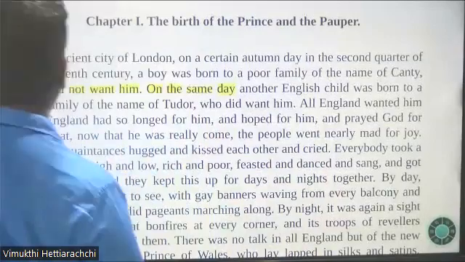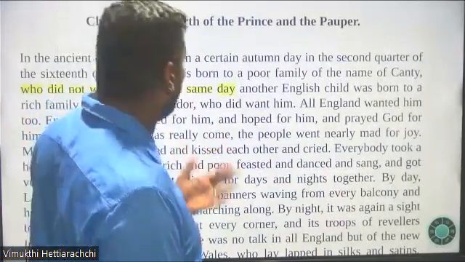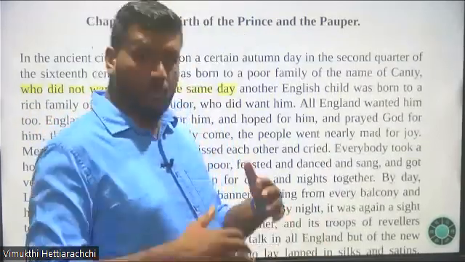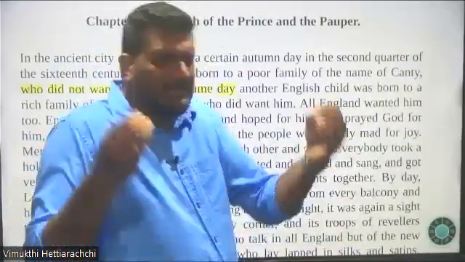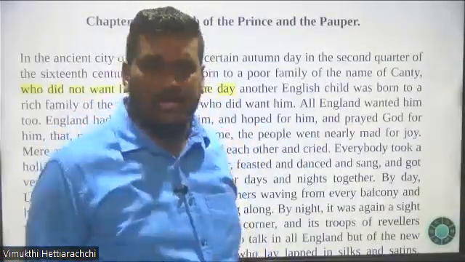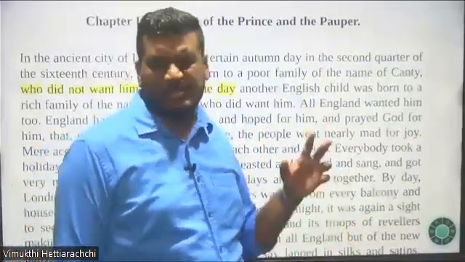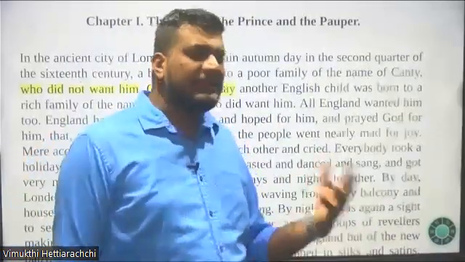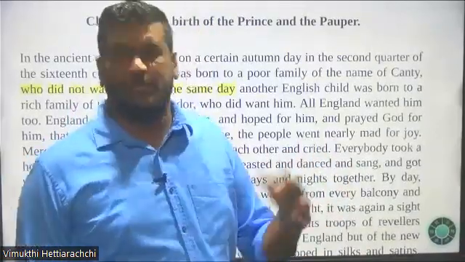Another English child was born to a rich family of the name of Tudor, who did want him. So that rich family is actually the royal family. So Edward Tudor belongs to the royal family. Now you can understand, when we refer to the major two characters, what kind of contrast is actually created by the narrator. So Tom Canty belongs to a poor family, right? So his parents actually did not want him, not because they don't love him, but because they didn't have enough money to afford him. They didn't have enough money to buy all this food and beverages for him.